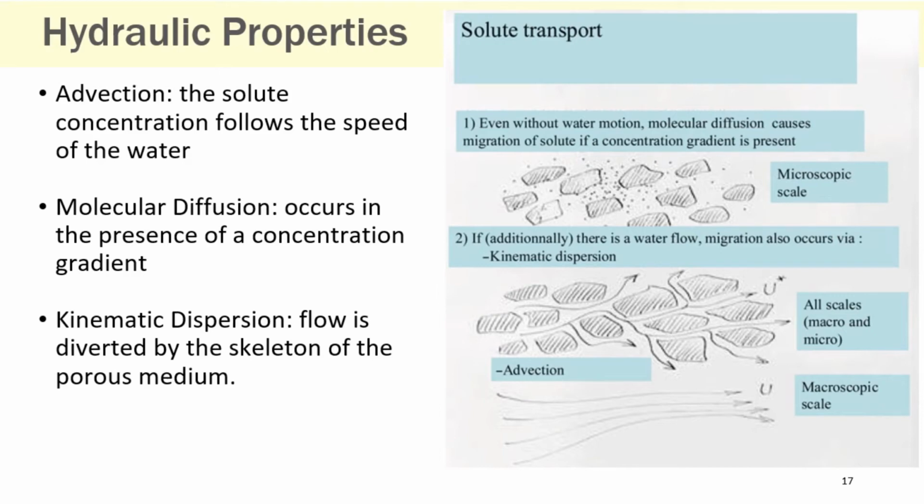Kinematic dispersion takes into account the skeleton of the porous medium, as the structure of the pores can take on various shapes. The water may flow through a path created by microscopic clay particles, or larger grains of sand, or perhaps a fracture through a solid rock formation, all of which will result in diversions of different shapes.